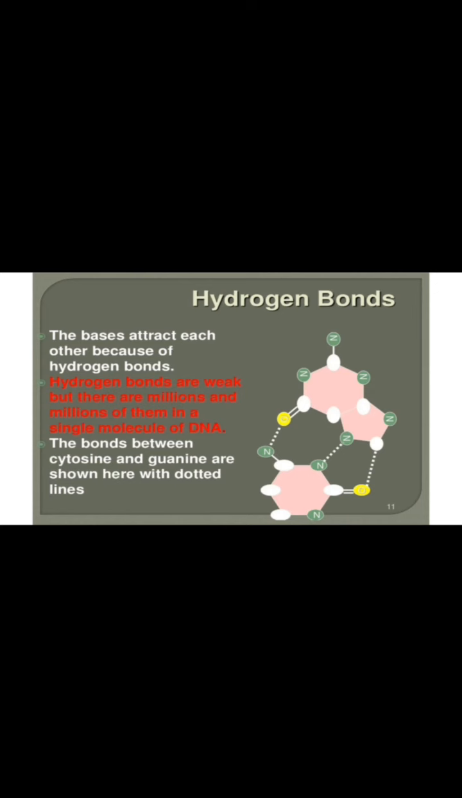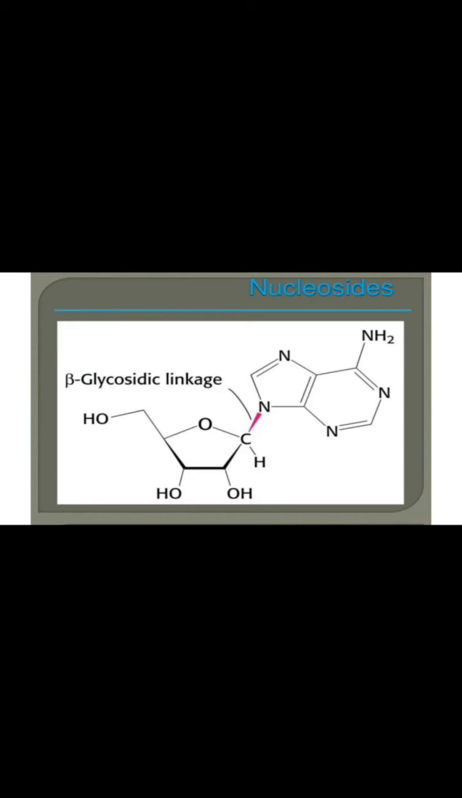Hydrogen bonds: the bases attract each other because of hydrogen bonds. Hydrogen bonds are weak, but there are millions and millions of them in a single molecule of DNA. The bonds between cytosine and guanine are shown here with dotted lines.